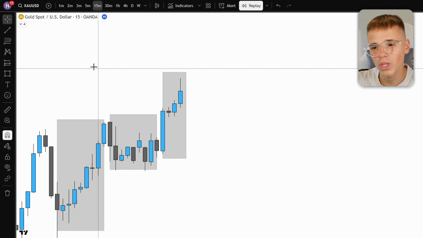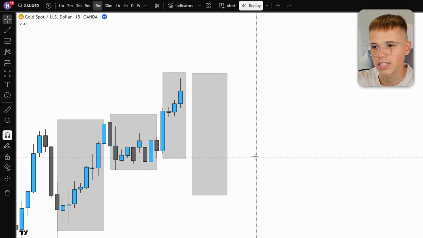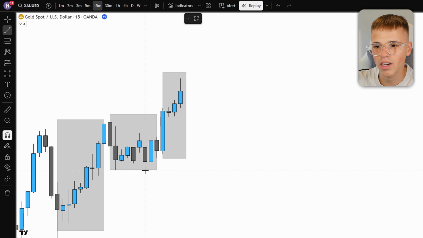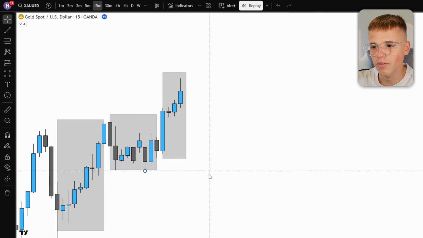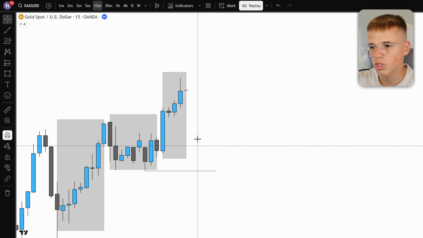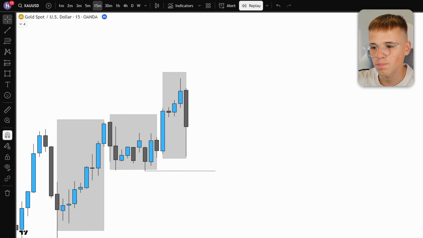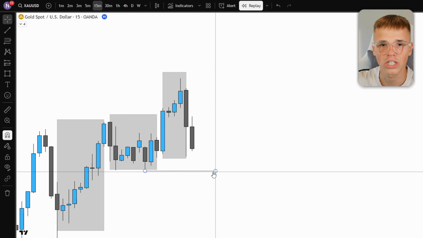So what do we do right now? We wait for the manipulation leg that should look something like this. So we basically mark out the low of the correction phase, and we just wait for it on the lower time frame. So let's see, is it going to push towards the downside? We already saw it, so it is pushing towards the downside, and we can just go on the 1 minute time frame, and we are going to wait for that low to actually get swept.